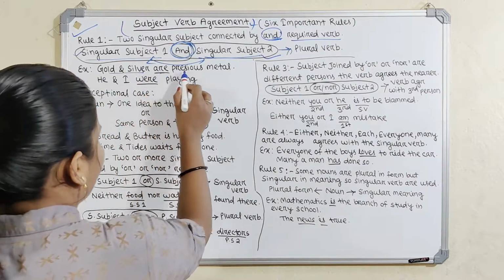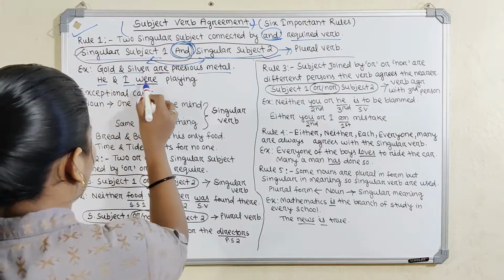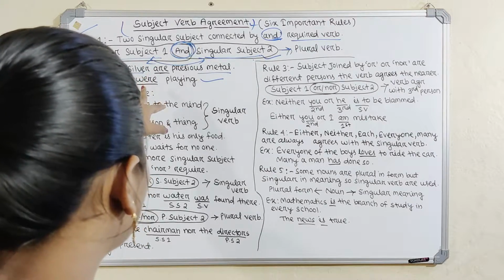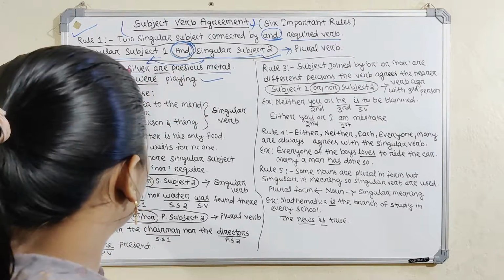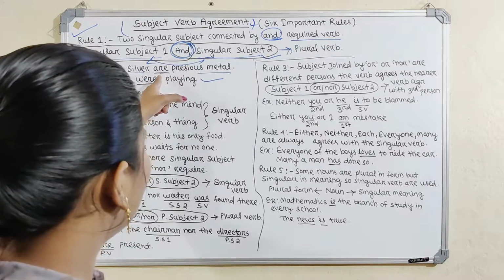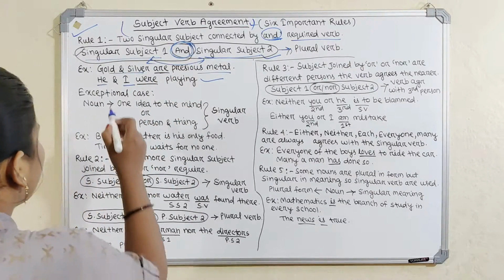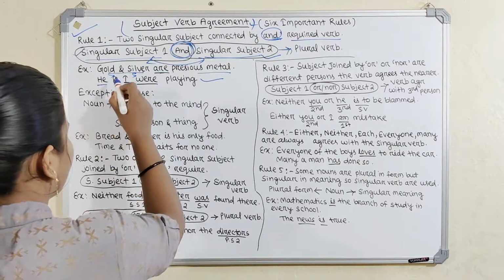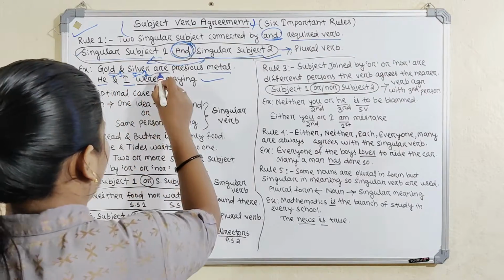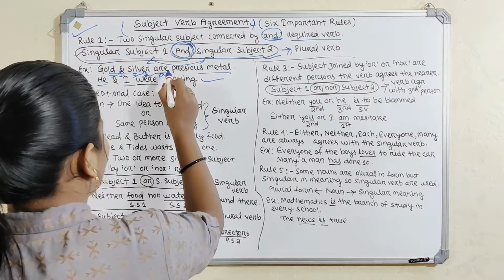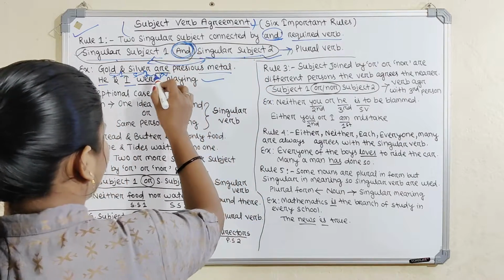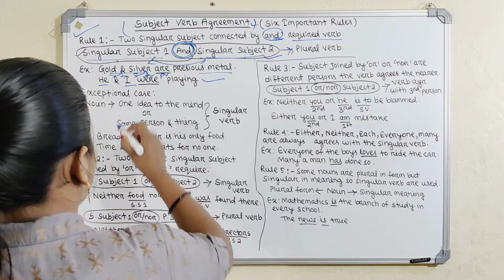Gold and silver are precious metals. He and I were playing. It is the example of that, because gold and silver are singular, and are is the plural verb. When two singular subjects come together, they form the plural verb, that is, are. We can call this singular subject 1 and this singular subject 2. Are is the plural verb. When singular subject 1 and singular subject 2 are connected by and, it becomes the plural verb.